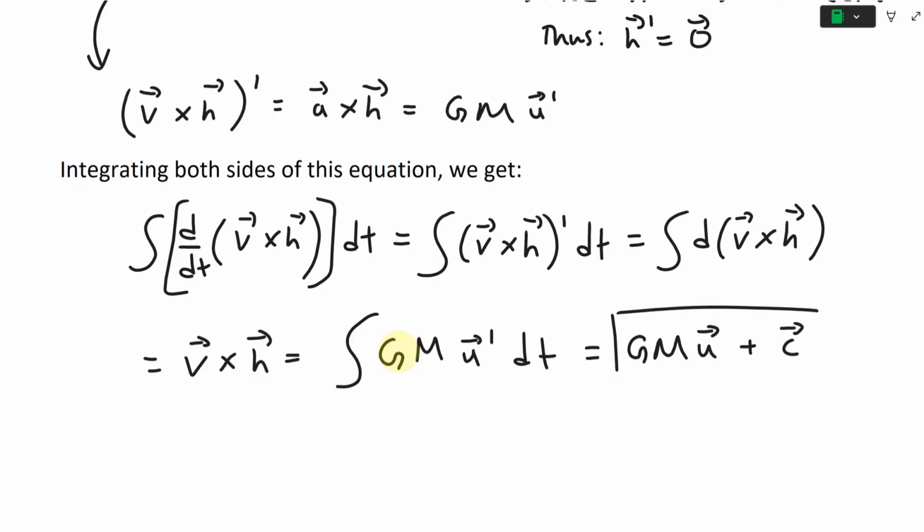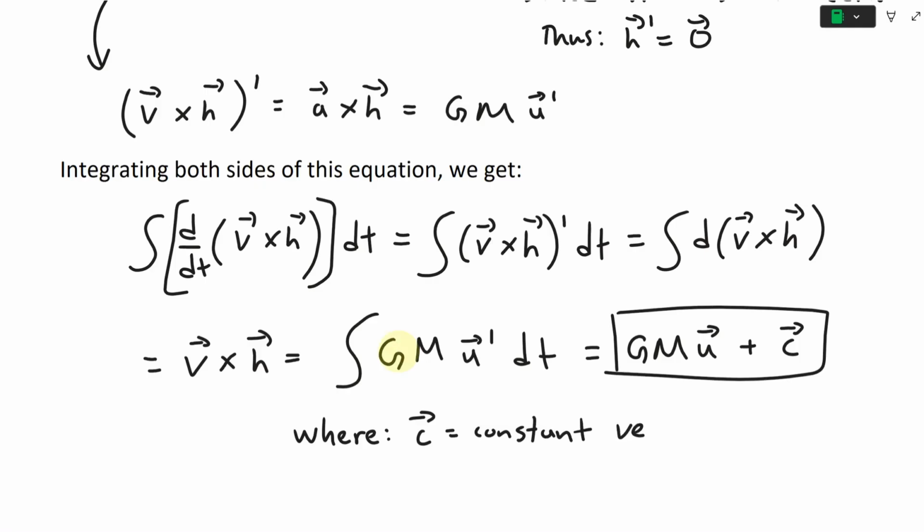I'm just going to box this in, where c is just a constant vector, and that's the constant of integration. That's because when you take the derivative, it just gets a 0 vector.